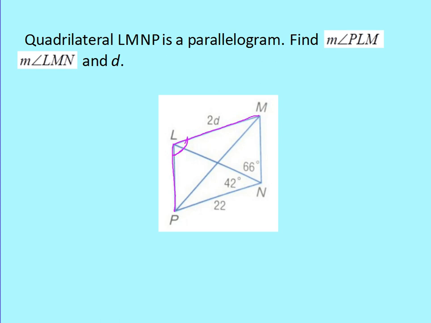We know PLM is across from angle PNM, so we know those two angles should be congruent. Now PNM is made up of two different parts. It is a 42-degree angle and a 66-degree angle. So using our angle addition, we can add the two pieces together and find the measure of the whole angle is 108 degrees. So if PNM is 108, then PLM will also be 108 degrees.